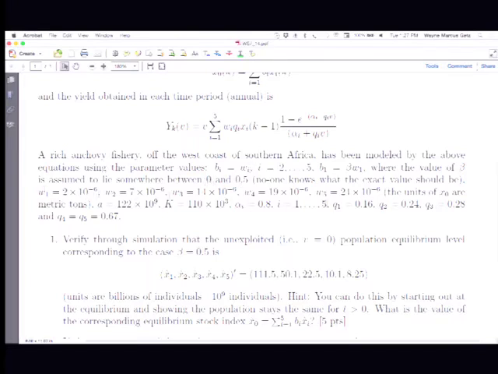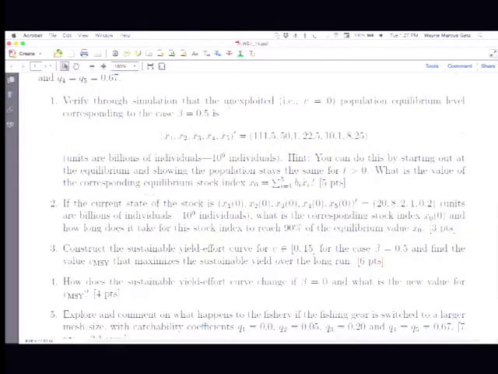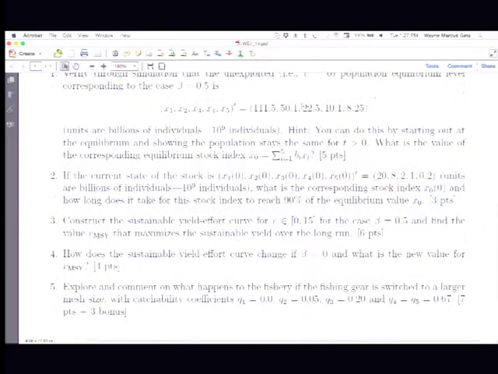Then I give you all the W values, and I give you the A value and the K value and the alpha value, and I give you a set of catchability coefficients. So I say Q1 is 0.16, 0.24, 0.28, 0.67, 0.67. And then I say verify through simulation that the unexploited population... So you put V equal to 0 in there, and you run it, and you show that the equilibrium level you reach is given by this number, where the units are in billions.